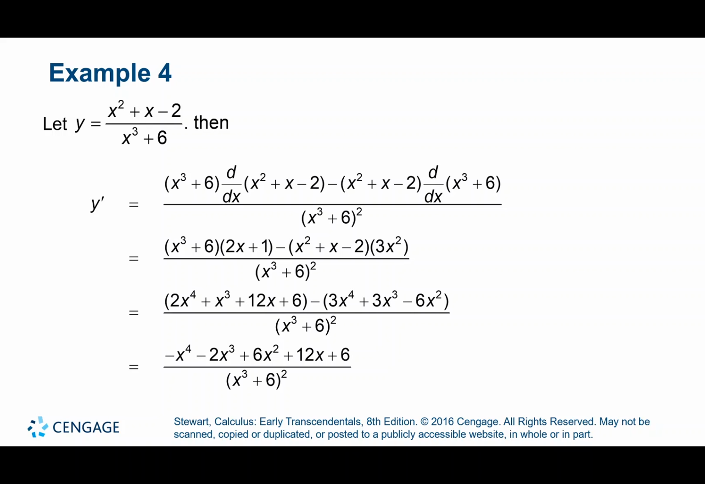I'd rather spend time on calculus ideas than calculus. So here we've got FOIL: 2x to the 4th, x cubed, 12x, and plus 6. And then we just distribute on that one. That one's not too bad. We get 3x to the 4th plus 3x squared minus 6x squared. And then they distribute the minus signs, and when they combine like terms, that's what they get.